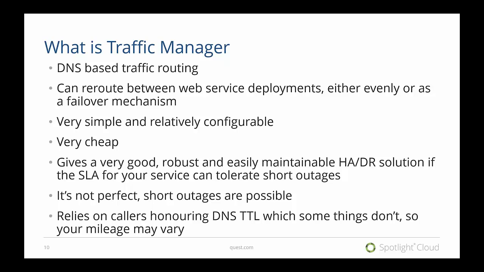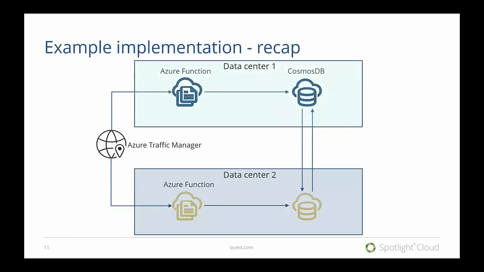Okay, so we'll go back to our example implementation just to recap. So we've got a traffic manager routing all of the requests into one or other of the Azure functions, which we have on a consumption plan, and then we've got CosmosDB.